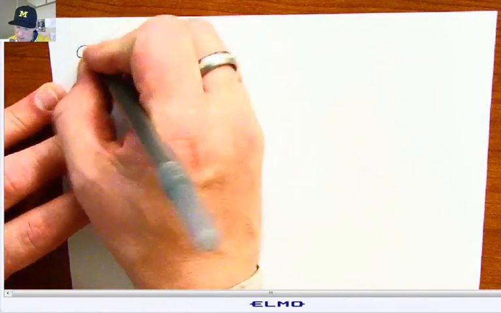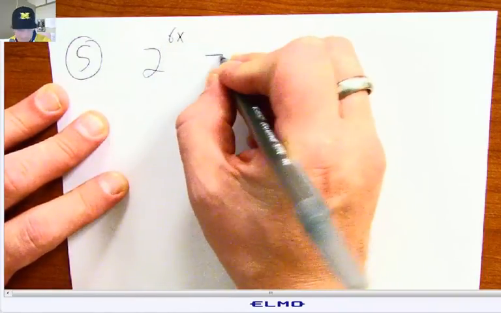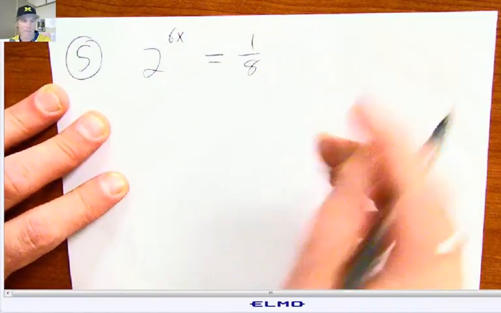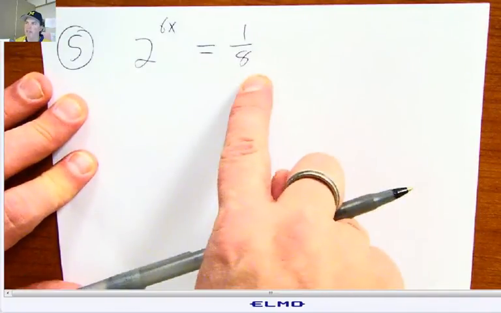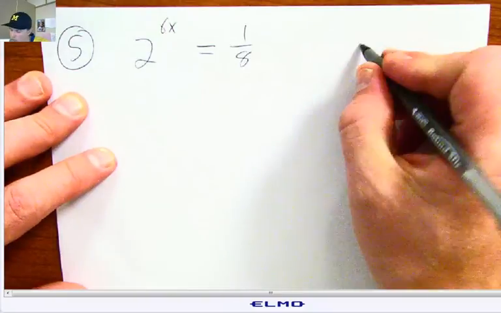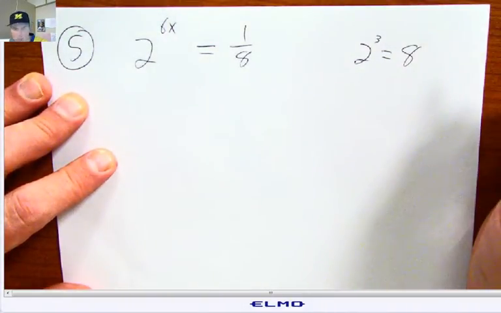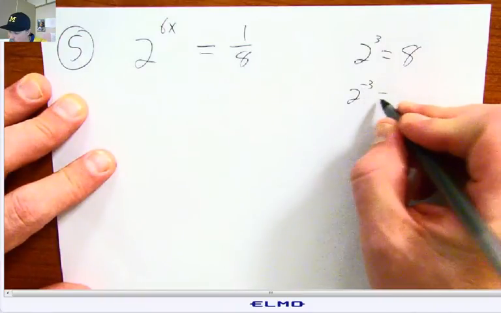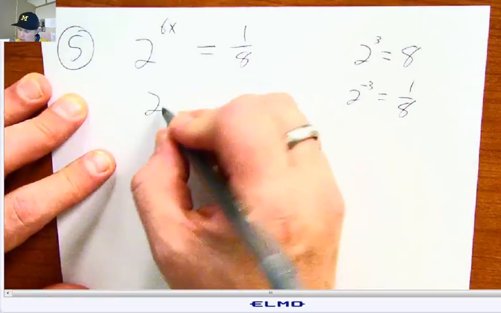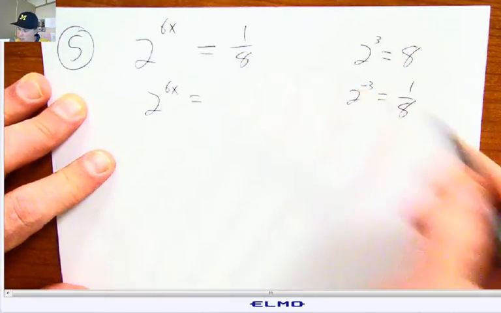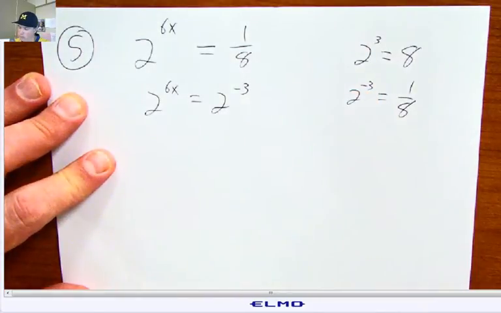Example number 5. Let's say I have 2 to the 6x equals 1 over 8. Alright, well, 1 over 8, that means a negative exponent. I know that 2 to the 3rd power equals 8. That means 2 to the -3rd power must be equal to 1 over 8. So I change this 1/8 to 2 to the -3.